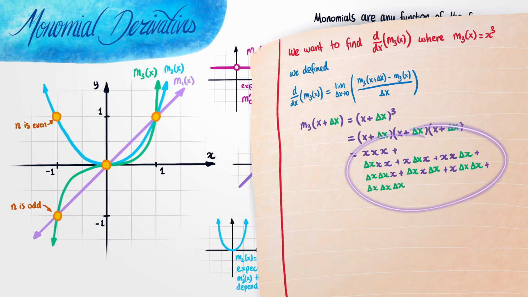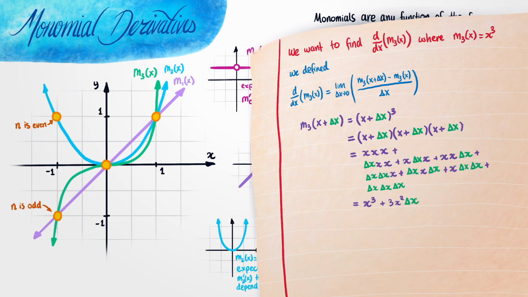Now, sure, that's a lot of terms there, but I hope you also realize that a lot of them are repeated. Notice that this term over here is just x times x times x, and that's the same thing as x cubed. All 3 of these terms have 2 x's and 1 change in x, so it's the same thing as x squared change in x, and since there are 3 of them, we have 3x squared change in x.